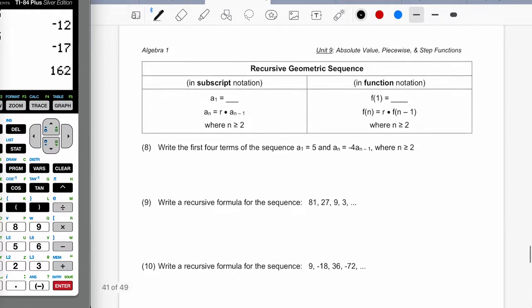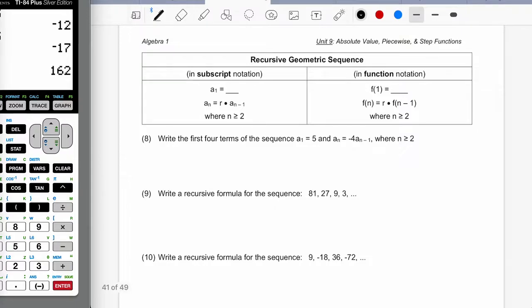All right. So write the first 4 terms of the sequence. Now they give it to us in recursive form. So we could do it rote, the way I demonstrated yesterday. Write our a sub 1, that's equal to 5.